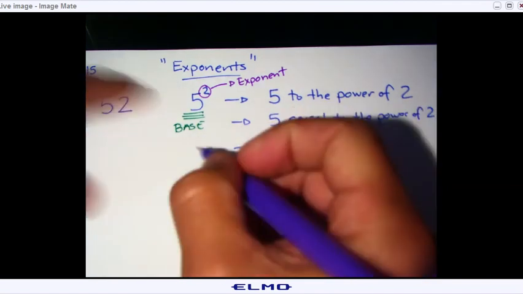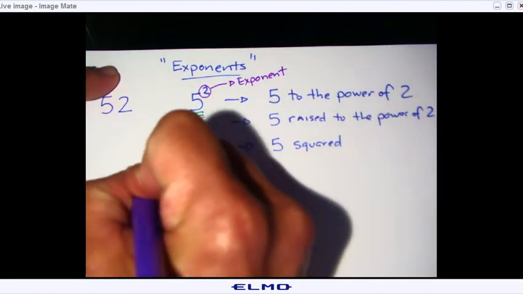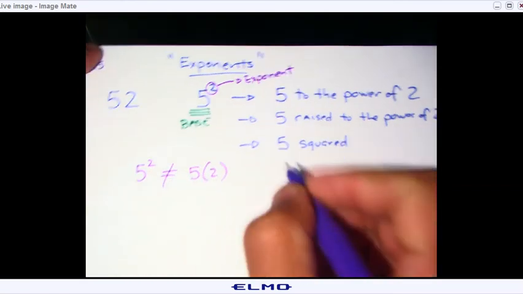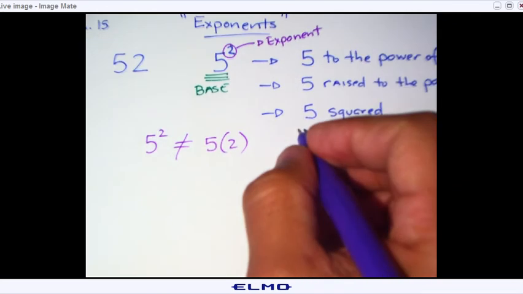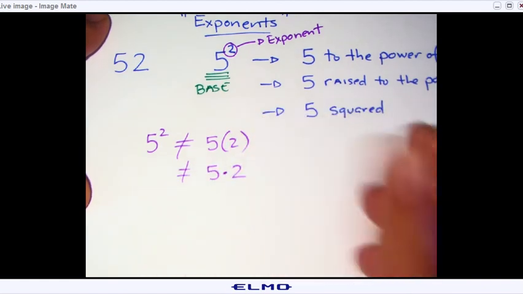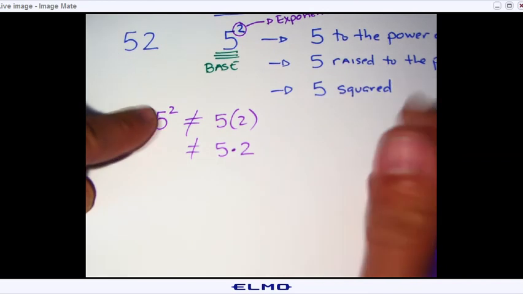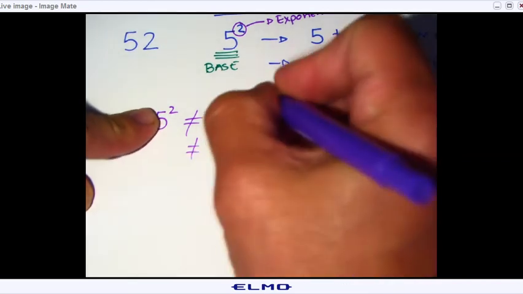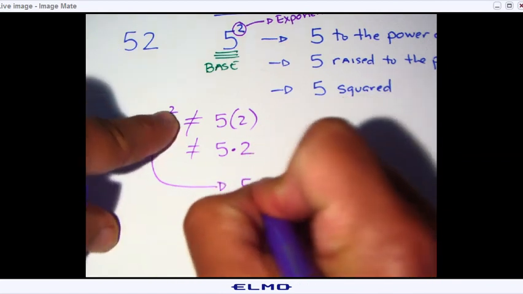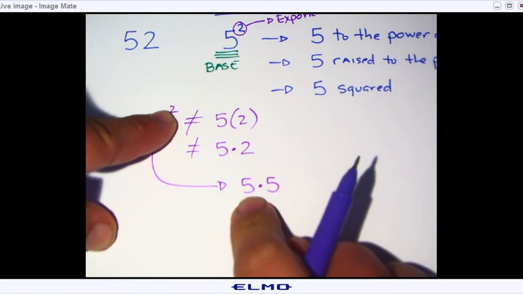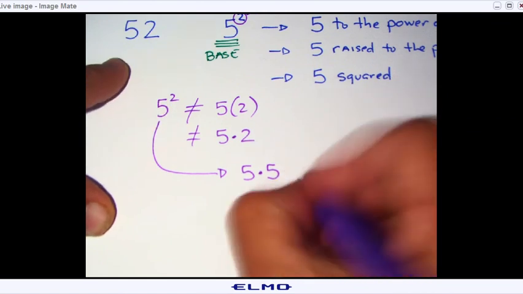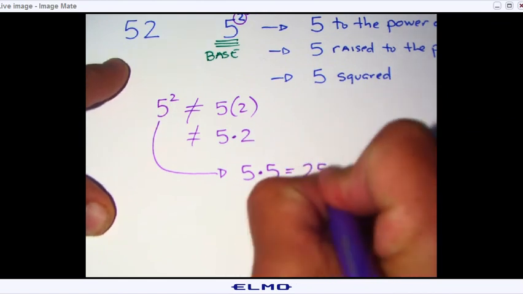All right. So what does it mean? Well, remember, 5 to the power of 2 does not equal 5 times 2. There's no parentheses. It means that you're going to multiply 5 by itself 2 times. So you see 2 5s. So basically it's 5 times 5, which is 25.